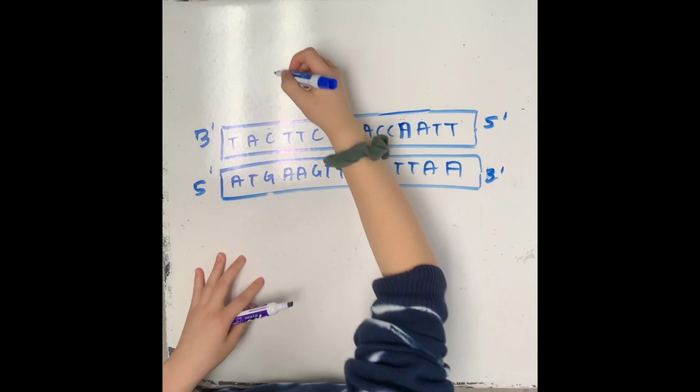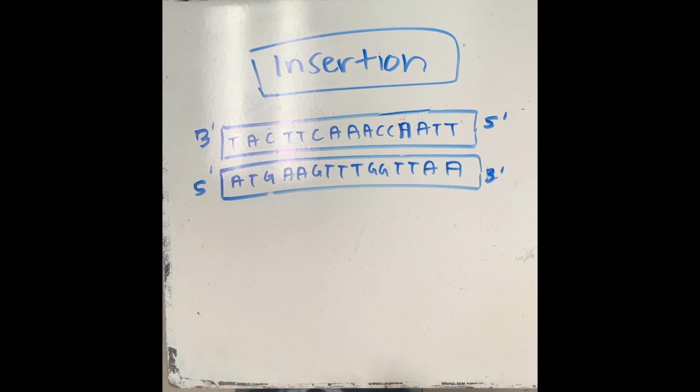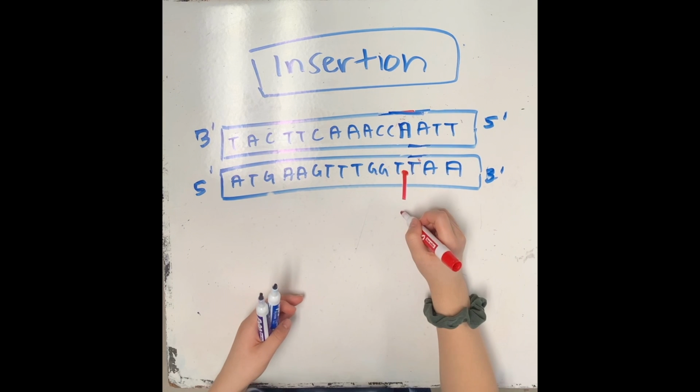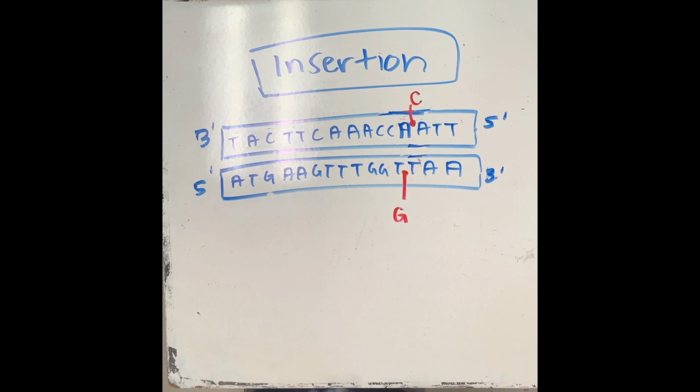The second type is insertion. During this case, a nucleotide pair is inserted. This signifies a frameshift mutation, which causes immediate nonsense because the extra nucleotide pair affects the original amino acid sequence.